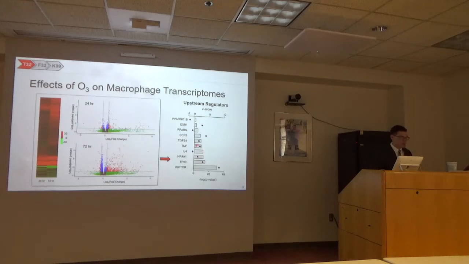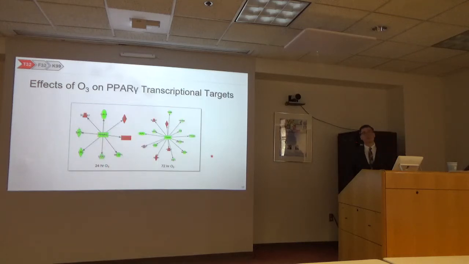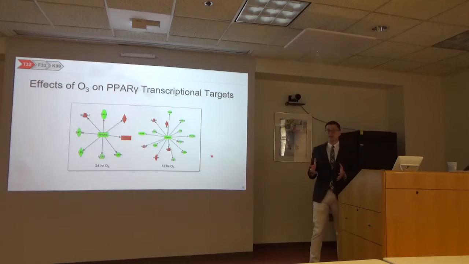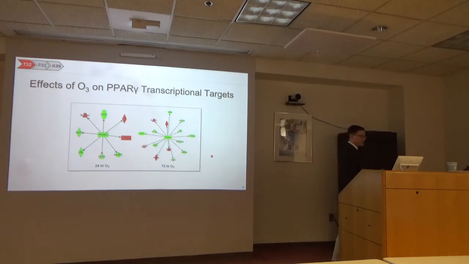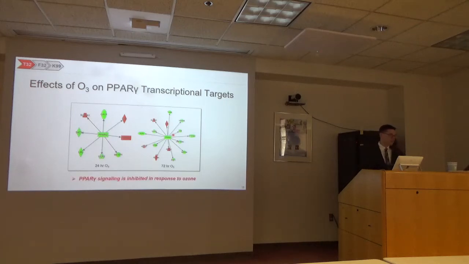And so we see things that we expect, such as TNF and CCR2, things we know to be involved in ozone inflammation. But we also do see significant enrichment of Pargamma, and it is in fact predicted to be inhibited. Again, more support for the fact that Pargamma signaling is a target for ozone. And if we actually look at those downstream gene targets in our data set, which would be represented here on the exterior of these little networks downstream of Pargamma, we can see also that they are predominantly colored green, indicating downregulation. So just more evidence that Pargamma signaling seems to be inhibited in response to ozone.